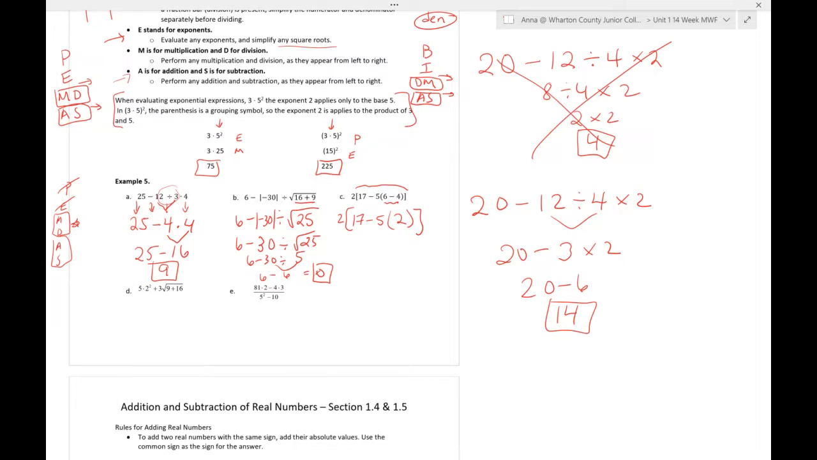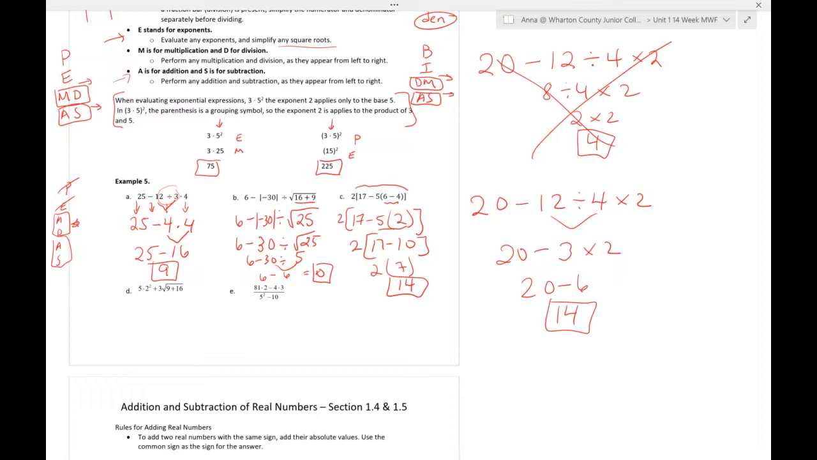So in the brackets, I still need to follow the order of operations before I can move to the outside of them. So I have 17 minus 5 times 2 in the brackets. So I'm going to do my multiplication before the subtraction. So that gives me 17 minus 10, still in the brackets, times 2. And then here we'll complete the operations in those brackets. So I get 17 minus 10, which is 7. So 2 times 7 is 14.